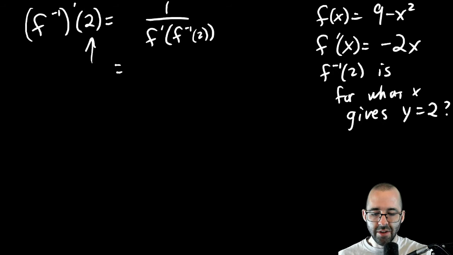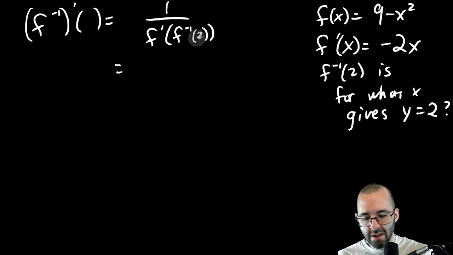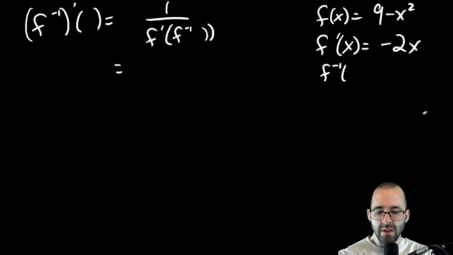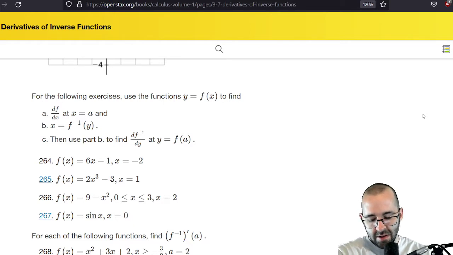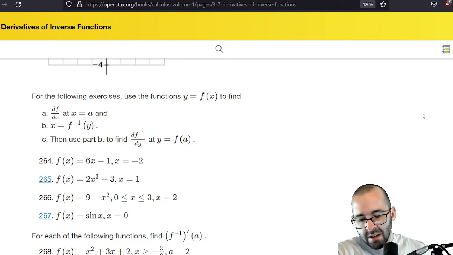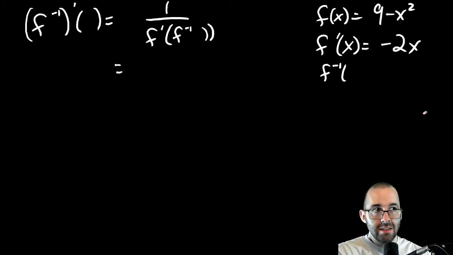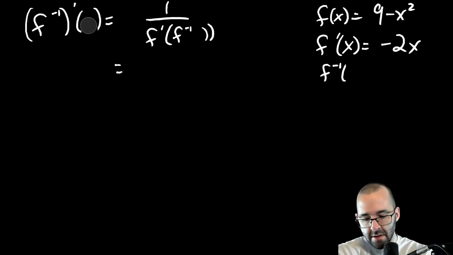Oh, it's because we're not looking for this. That's why it's wrong. We're not actually looking for f inverse of 2. Right, what is it actually asking us to do? At y equals f of a, it wants us to evaluate this at f of 2. f of 2 is 5.